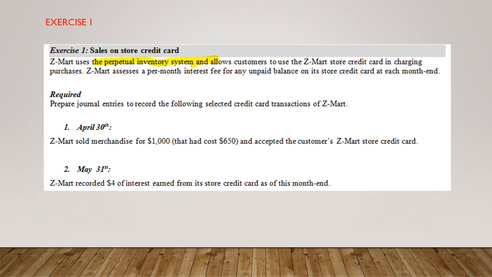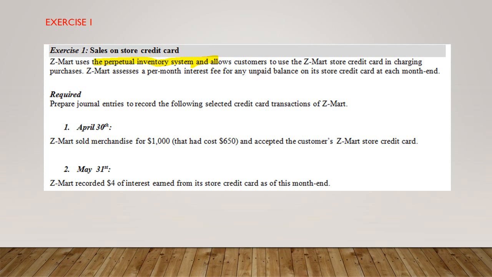The first exercise says that Z-Mart uses the perpetual inventory system and allows customers to use the Z-Mart store credit card in charging purchases. Z-Mart assesses a per month interest fee for any unpaid balance on its store credit card at each month's end. Required: prepare journal entries to record the following selected credit card transactions of Z-Mart. Number 1. April 31st, Z-Mart sold merchandise for $1,000 that had cost $650 and accepted the customer's Z-Mart store credit card. Number 2. May 31st, Z-Mart recorded $4 of interest earned from its store credit card as of this month's end. Okay, let's start with the first transaction.